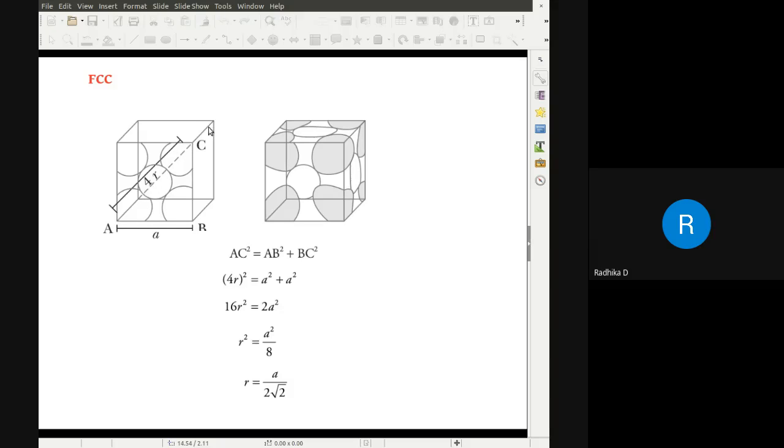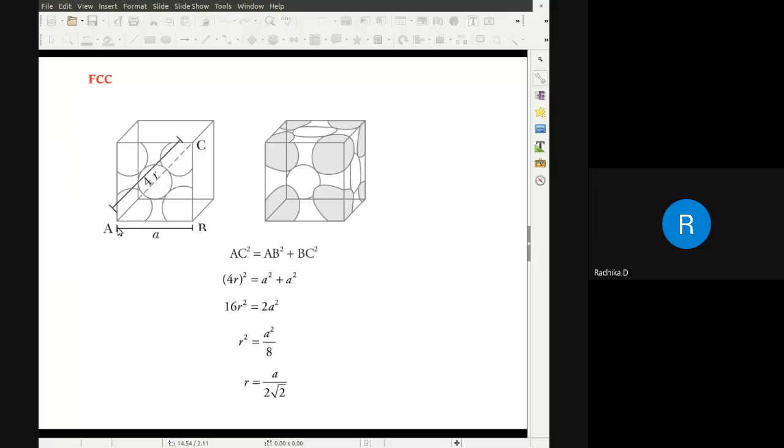Once again, the distance from A to C, how do I find it? Whatever atom is at point A will give me a distance r. Whatever atom is at point C will give me a distance r. And the face-centered atom, the full atom at the center, will contribute the entire diameter, that is r plus r, 2r. So what do you get? AC will be r from point A, r from point C, and 2r from the center. Total distance is 4r. And AB is a only, the side of the cube. BC is also the side of the cube, that is also a.